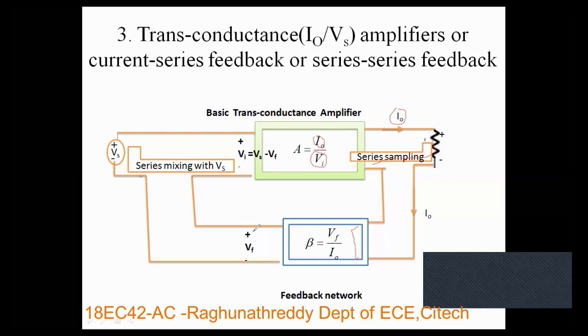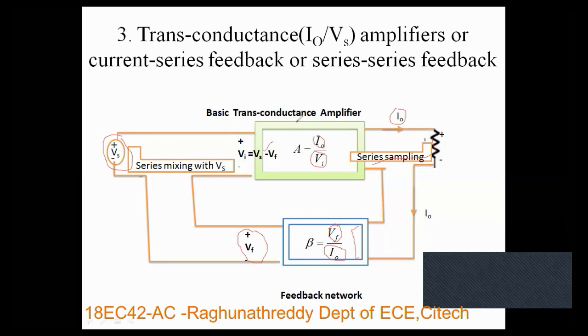This current will be converted into voltage by the feedback network, so Vf is the output of the feedback, so that beta equal to Vf by I naught, output quantity by input quantity. Then Vf is mixed in series with the voltage, so the actual input applied to the basic transconductance amplifier is Va equal to Vs minus Vf. This negative sign indicates negative feedback.